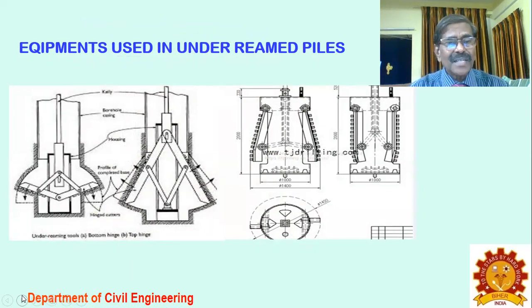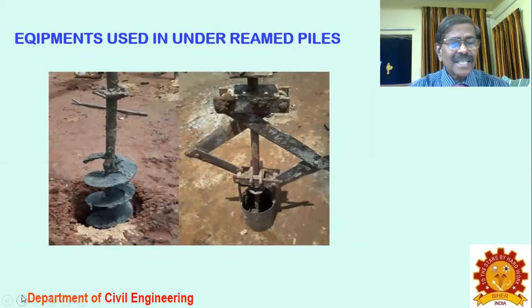If you press that lever after going into the soil, it opens out. If you give a torque, then the area at the bottom will be scooped out, and you get the enlarged diameter at the bottom. Then you can scoop out those soils, leaving them there, and that enlarged bulb will be filled with concrete. You call it the under-ream. This is an actual photograph.